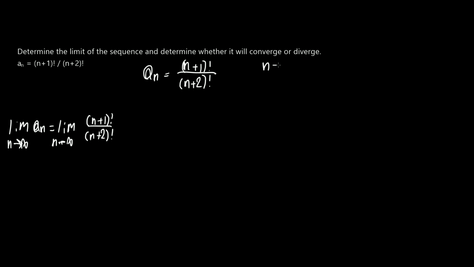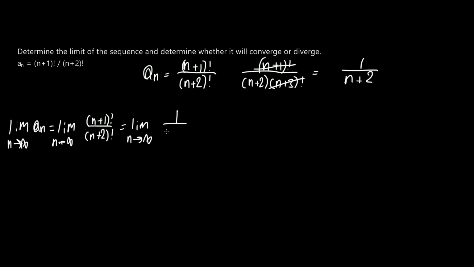So on the top we're going to leave n plus 1 factorial alone, and that'll be divided by n plus 2 multiplied by n plus 1 factorial. And now notice how we can cancel out the n plus 1 factorials, and we're going to be left with just 1 on top divided by n plus 2. So now our limit can simply be the limit as n approaches infinity of 1 over n plus 2.